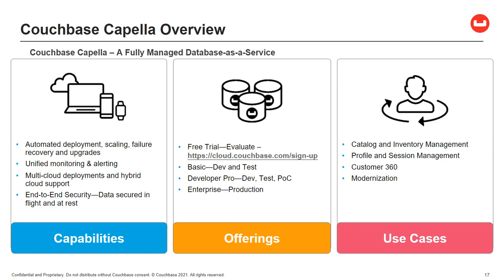You can go to cloud.couchbase.com/signup and sign up for that free trial. And there are different tiers available if you want to go into more of a proof of concept. You might look at the basic or developer pro level, and then of course enterprise for production. And the same use cases apply here with Couchbase Capella. You can do the same kind of stuff that Couchbase is good at because it is just Couchbase, fully managed in the cloud.